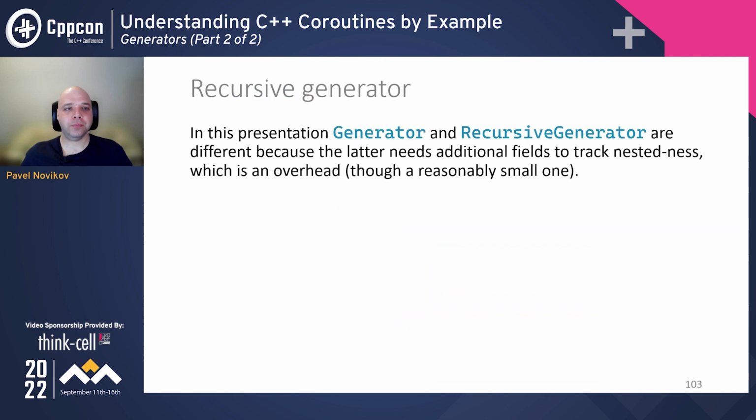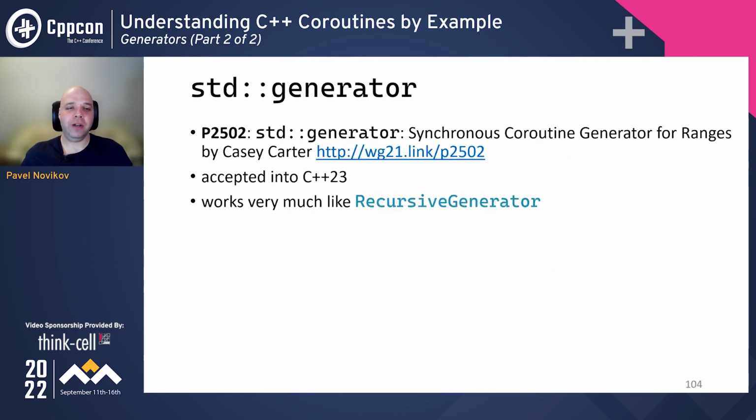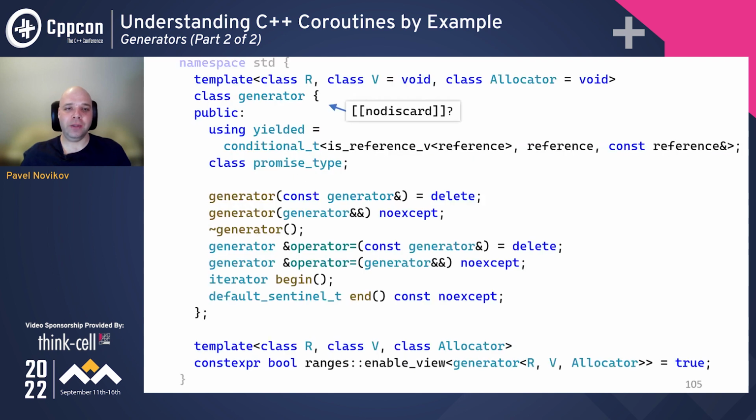So, yeah, overhead. Okay, so we have std generator proposal that is, to my knowledge, accepted into C++23. It works very much like recursive generator, but probably will be implemented more efficiently than what I showed in the slides. This is its specification. Again, it probably should be nodiscard because it doesn't make sense to call the coroutine generator function and not use the generator that it returns.